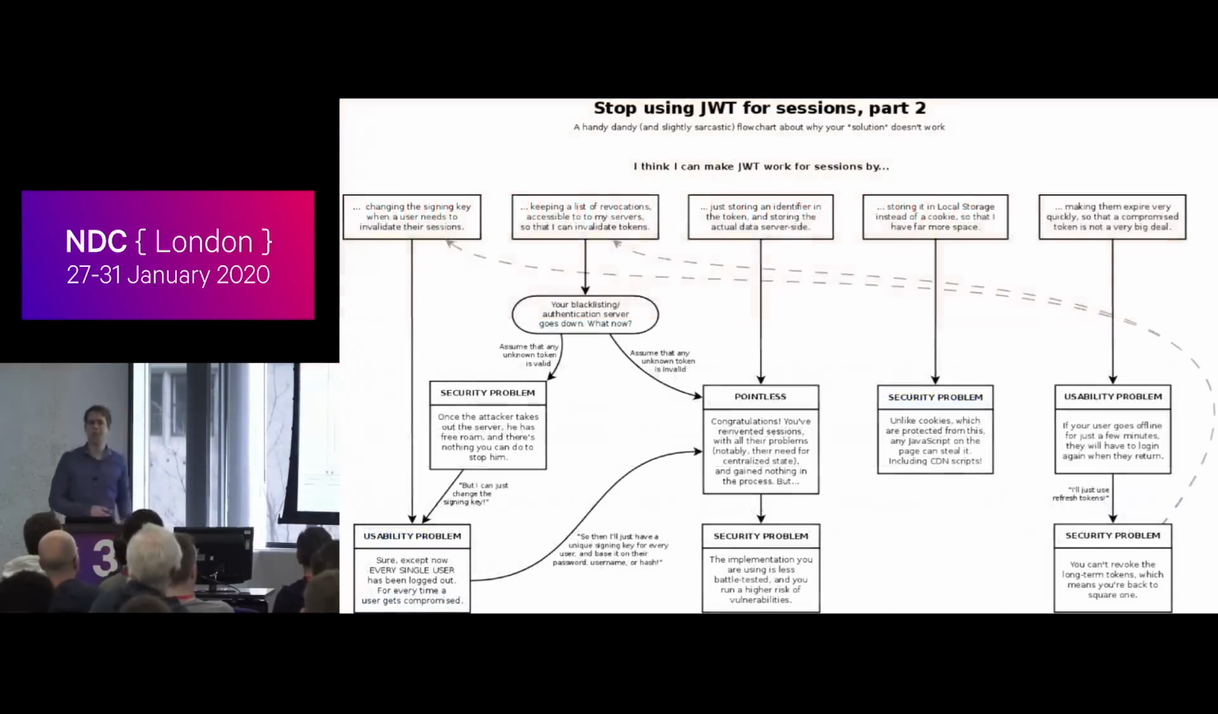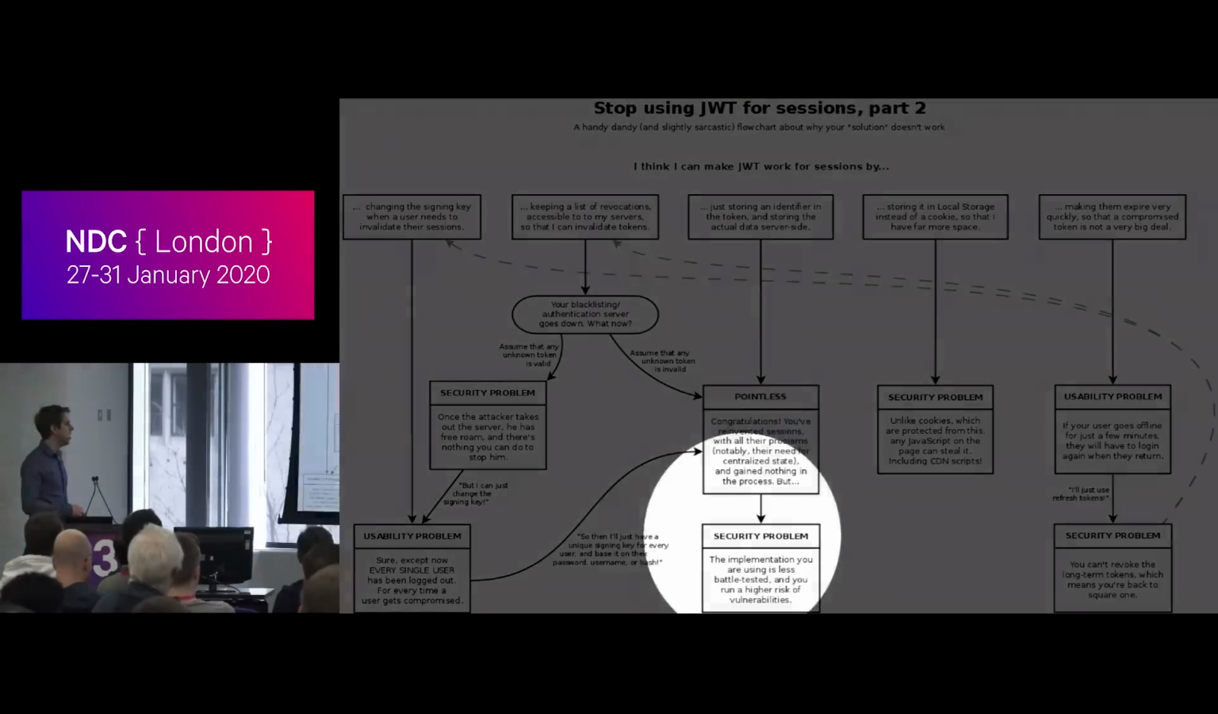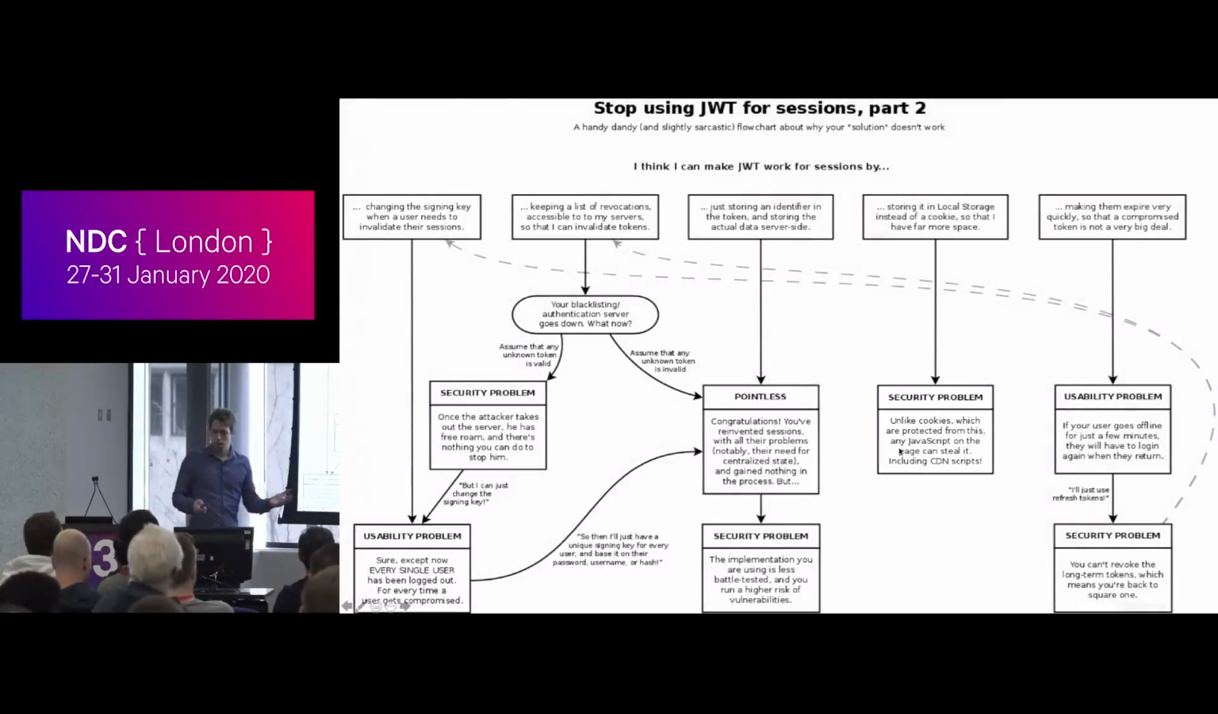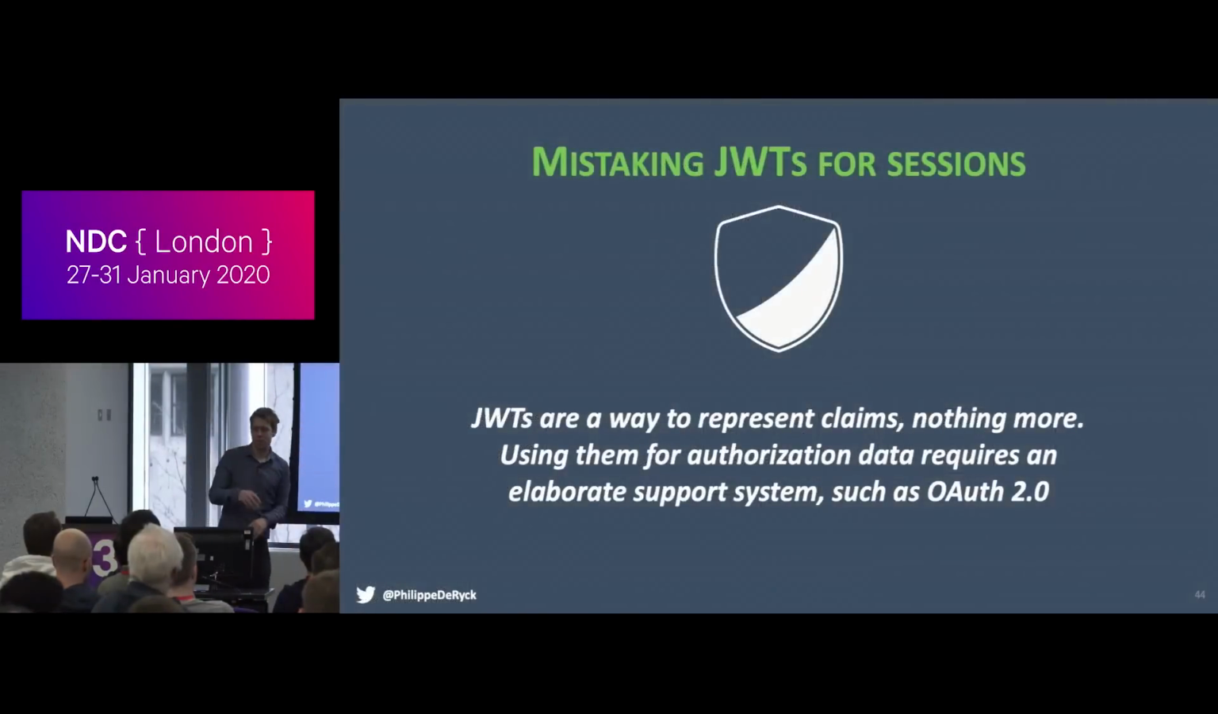So he built a very sarcastic flowchart to tell all of them that they're wrong, because everything ends up either in usability problems or security problems. All of them. I suggest you read it, it's actually really interesting. Which brings us to the takeaway here: don't mistake a JWT for a session. A JWT is just a way to represent data securely by adding integrity protection and confidentiality if you want to, but it doesn't do anything.